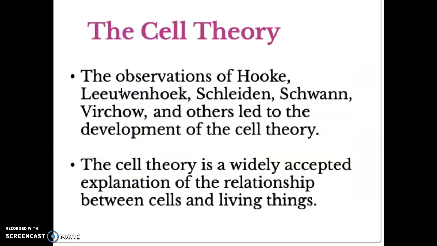So after a while, there were a few parts of the cell theory that each of these scientists helped build based on the observations of Hooke, Leeuwenhoek, Schleiden, Schwann, Virchow. They were all able to come up with parts of this. These parts of the cell theory are widely accepted, although there are a few exceptions to this rule that we're going to look at as well.